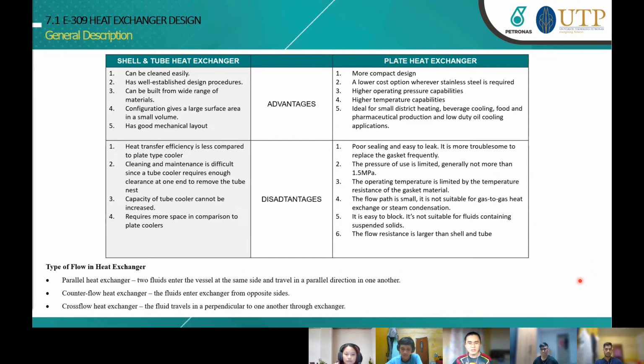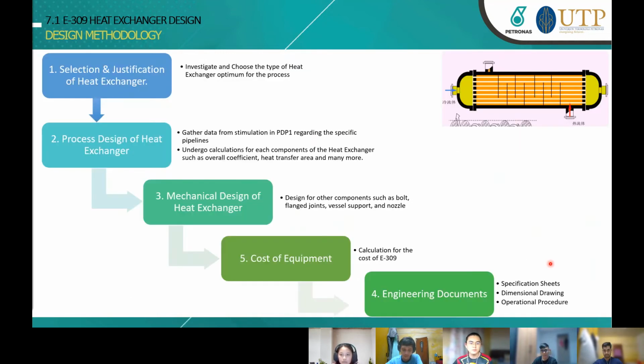Furthermore, the plate heat exchangers are mostly used for regeneration purposes, which are mostly ideal for industries such as food and beverage. Furthermore, E309 is selected to be the counterflow heat exchanger as it has the highest rate of distributing heat compared to the other types of flows. So now we will move on to the design methodology of the presentation.